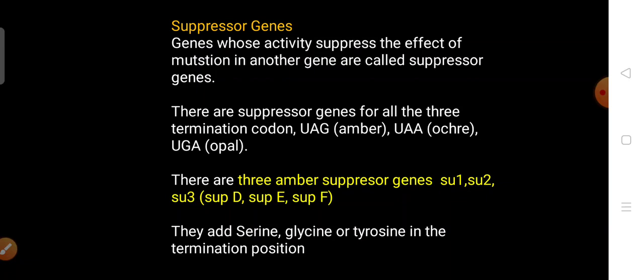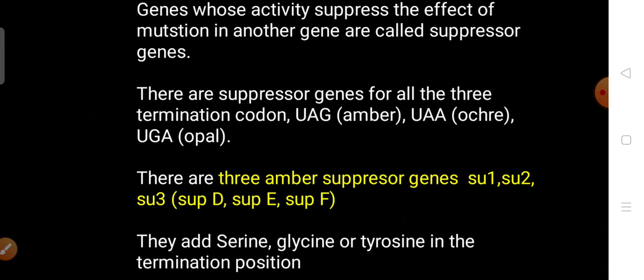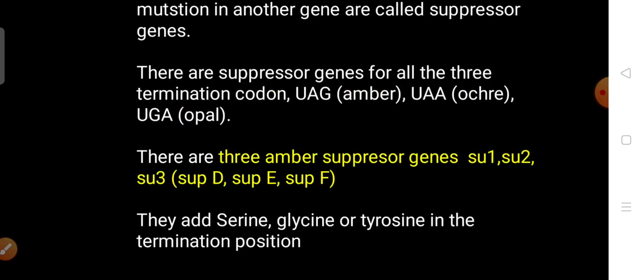Okay, primary mutations. There are suppressor genes for all the 3 termination codons. We have 3 termination codons, UAA, UAG and UGA, that is ochre, amber and opal. Okay, so suppressor genes exist for all the 3 termination codons, right? If you look at amber suppressor genes, there are 3 suppressor genes for amber anticodon and amber termination codon. What are those? SU1, SU2, SU3, also called SUPD, SUPE and SUPF. So these are the 3 suppressor genes which can suppress the effect of nonsense mutation which occurs because of amber termination codon, that is UAG.